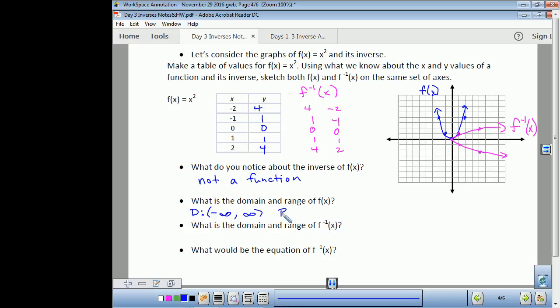Matthew, what do you think Zach would tell us about the range of this original function? It's got to be 0 to infinity. Yes, 0 to infinity. Thank you, Matthew. I think that's exactly what he would have said.